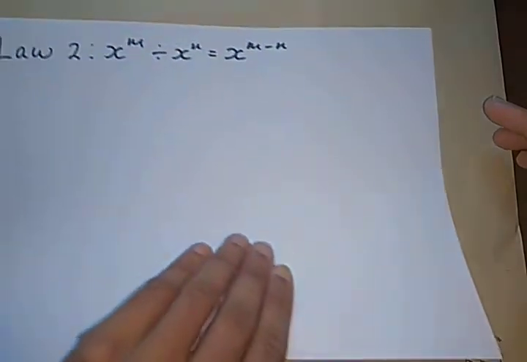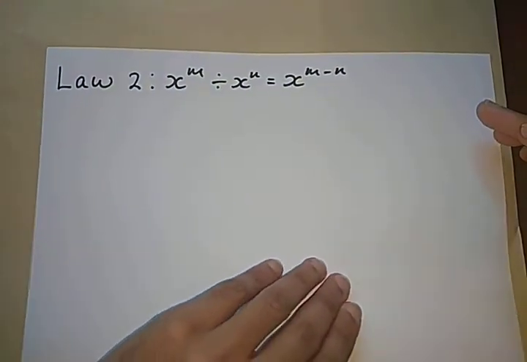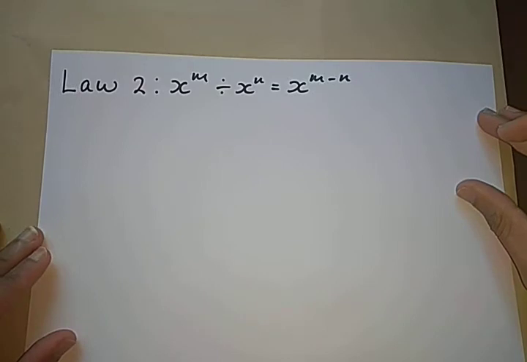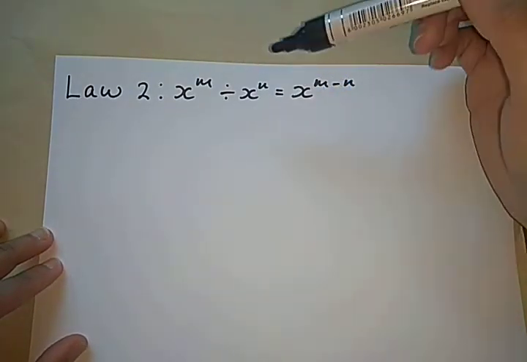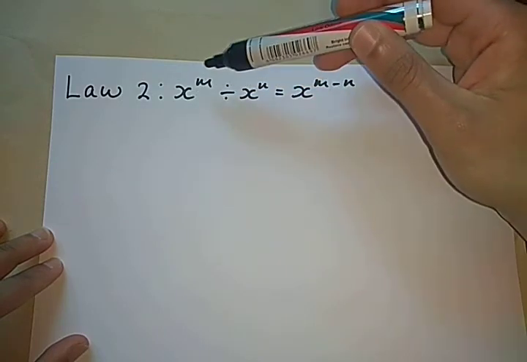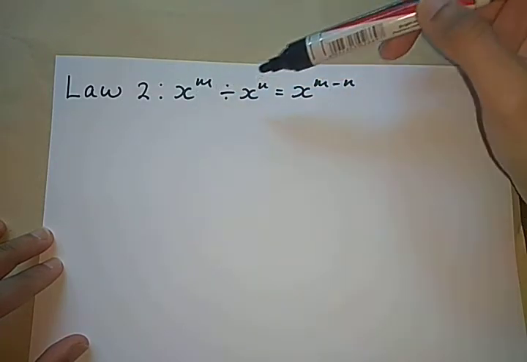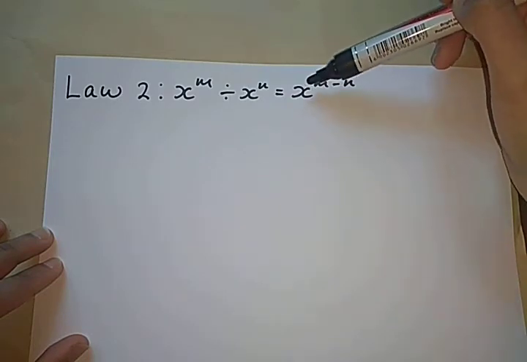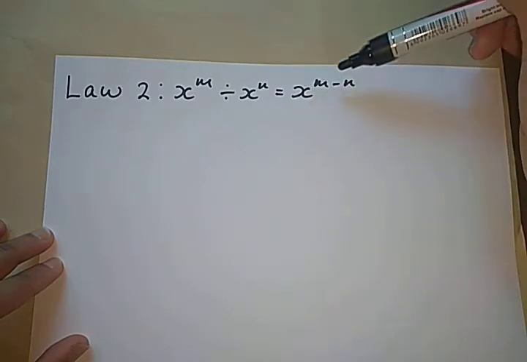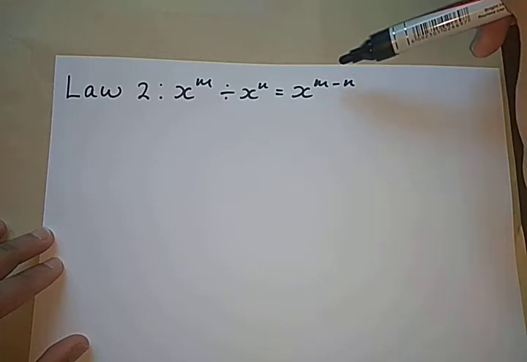And the second law is exactly like the first. Instead of dealing with multiplication, we're dealing with division. And the second law states that if we have an x raised to the power of an m, and we divide it by an x raised to the power of an n, the resultant number is the same base as before, but this time we are going to minus the exponents from one another.